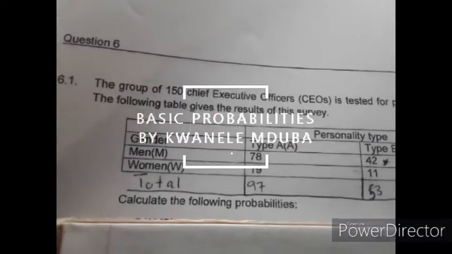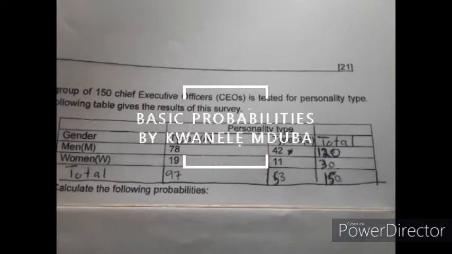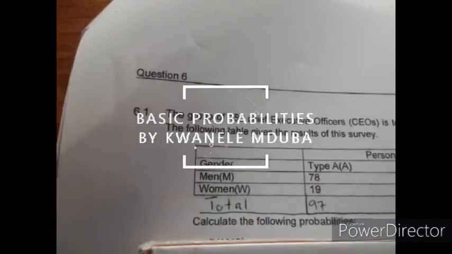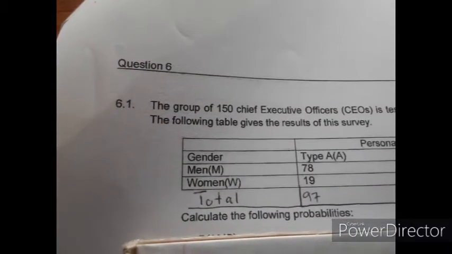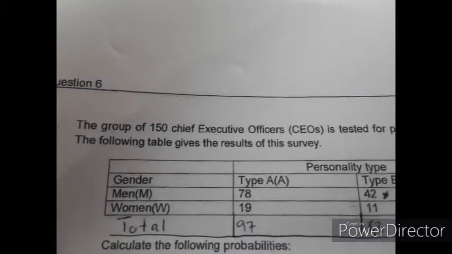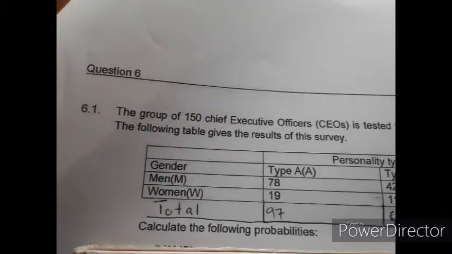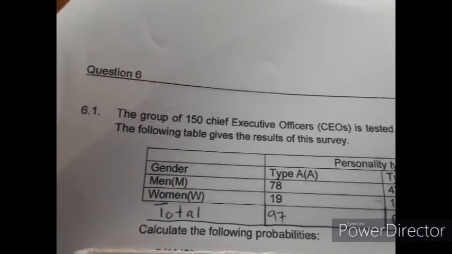In this video I'm going to show you how to calculate the basic probabilities. I'm going to do question number 6.1. A group of 150 chief executive officers, CEOs, is tested for personality type. The following table gives the results of the survey.